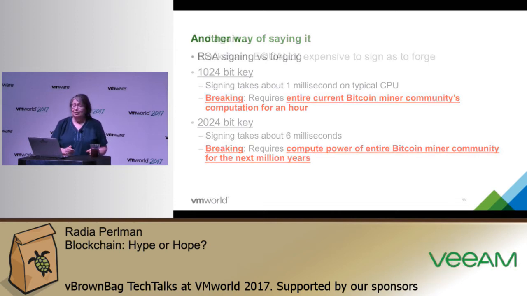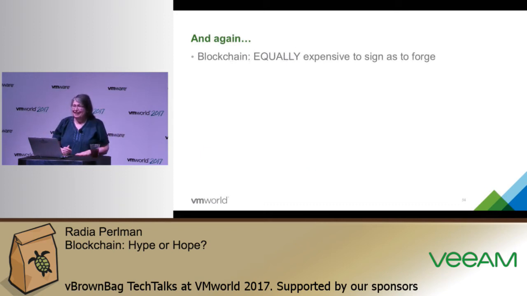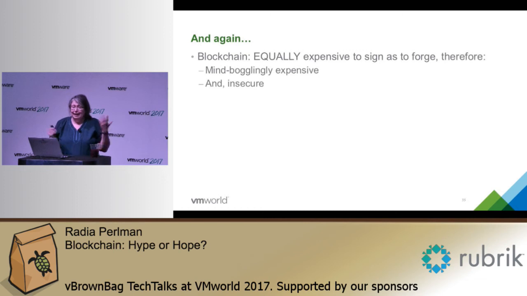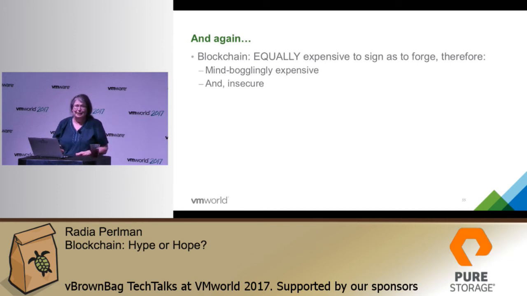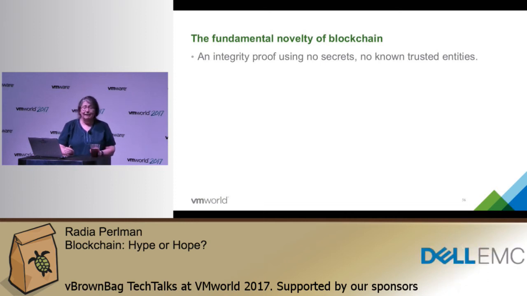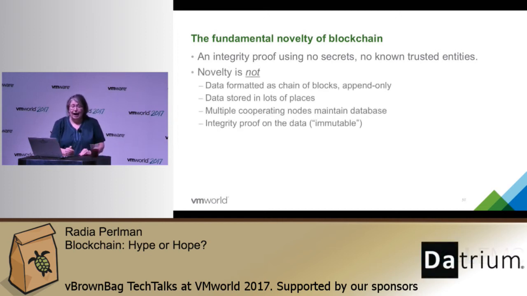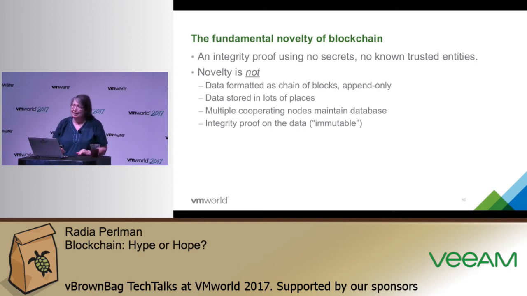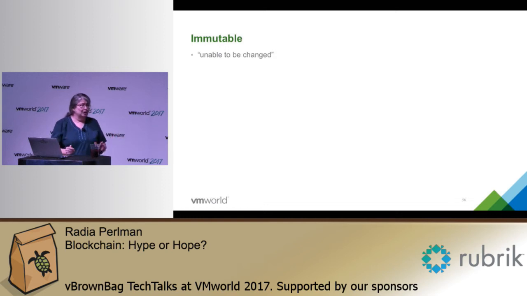So as opposed to with blockchain, where it's equally expensive to create as to forge. So it's mind-bogglingly expensive and insecure, because this assumption that they have more compute than anyone else is just not true. So I claim that the fundamental novelty of blockchain is having an integrity proof using no secrets and no known entities. I claim the novelty isn't that you have data formatted as a chain of blocks, append only, or data stored in lots of places, or multiple cooperating nodes maintaining a database, or having an integrity proof on the data, making it immutable. Now, immutable, that means unable to be changed.